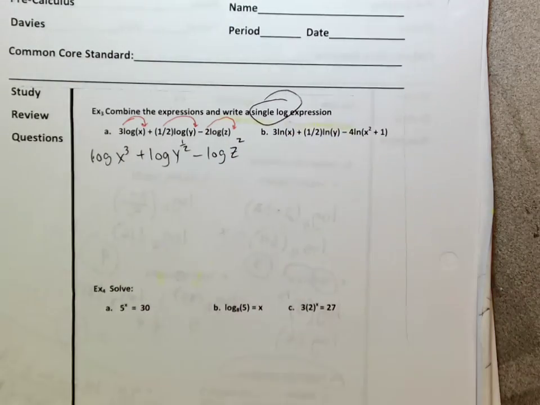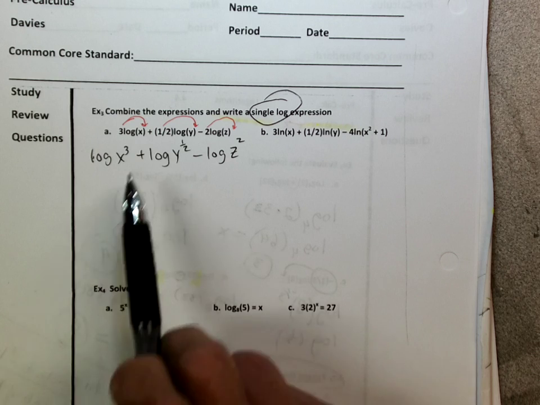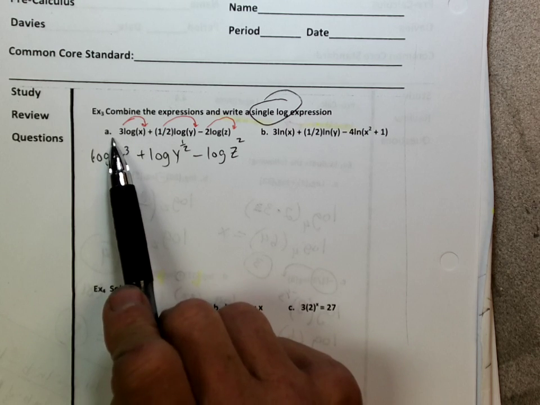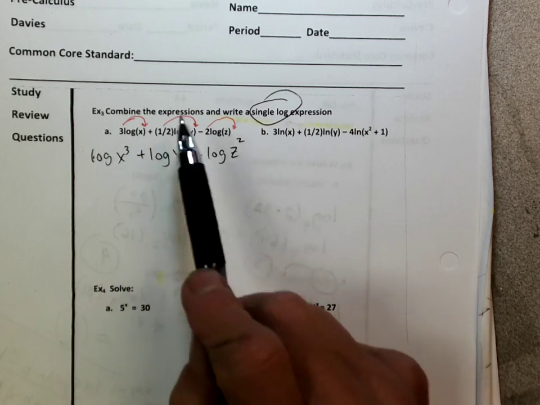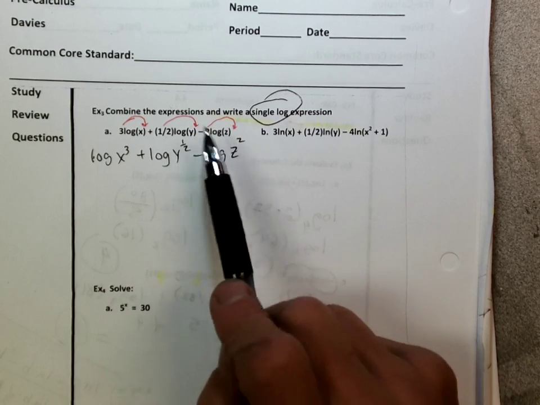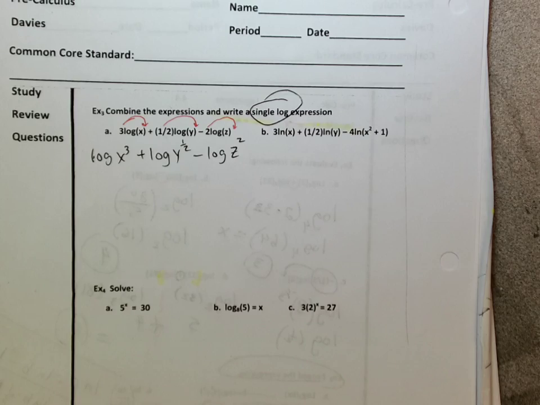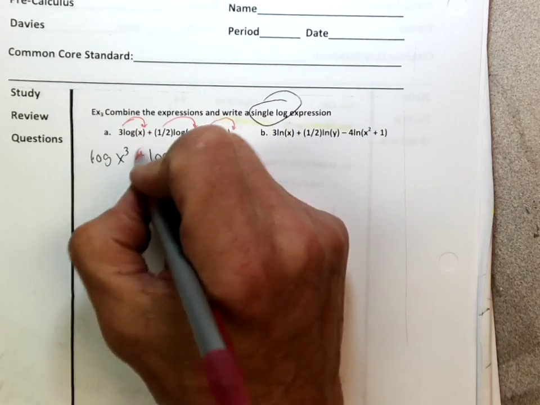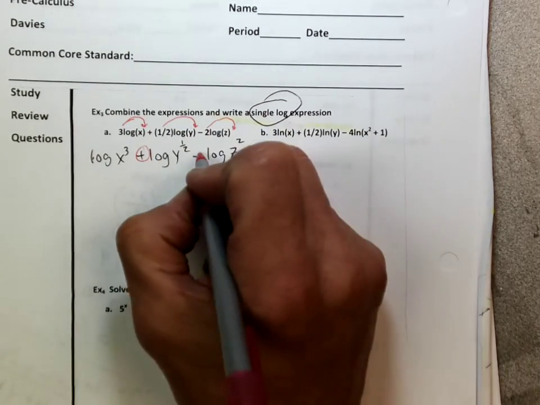Okay, all I did was bring in the exponents. This was an exponent that got floated down. I brought it back in. This was an exponent, I floated it back in. This was an exponent. Brought it in. Okay, now what am I going to do? Well, if it's plus, I'm going to multiply. If it's subtract, I'm going to divide.